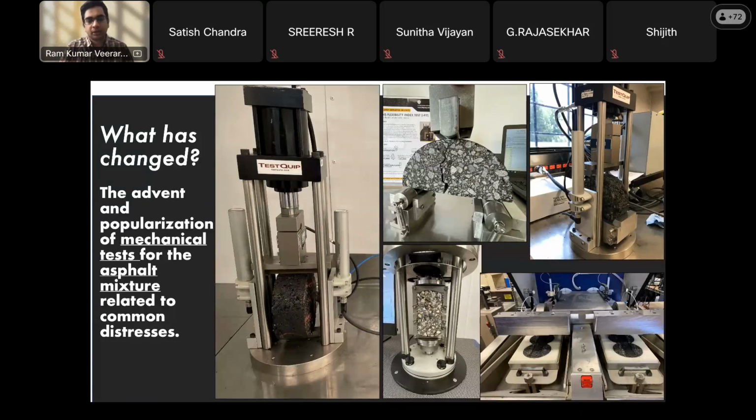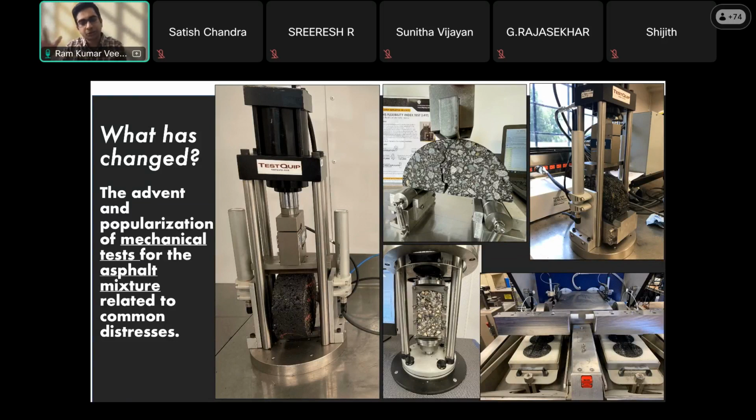And then the bottom middle picture that you're seeing over here is the Texas overlay test that is considered by some states like New Jersey and TxDOT. What this test does is simulate reflective cracking. So if there's an asphalt overlay on top of concrete, how many cycles does it take for that asphalt specimen to crack into two halves? Based on the number of cycles, you could estimate the fatigue life of these asphalt mixtures.